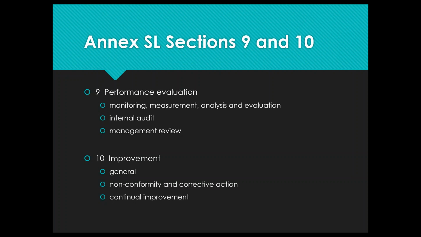And then in Section 9, we have performance evaluation. This is where management review and internal audit are found. Measurement of customer satisfaction is found here. Evaluation of this information is found here. And then the standard, the auditable portion of the standard, I should say, concludes in Section 10. And Section 10 is primarily where we find the requirements for corrective action and continual improvement.